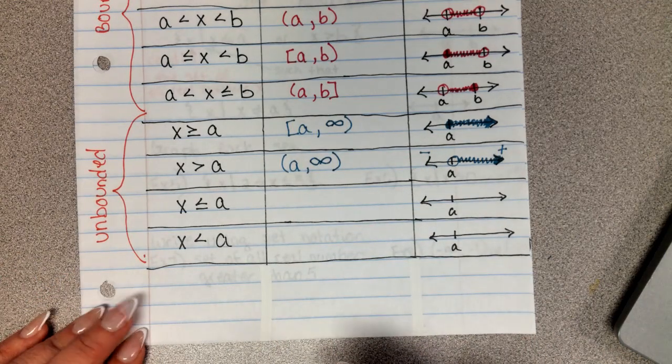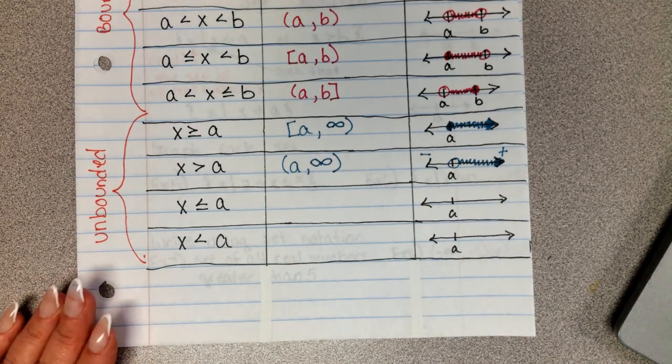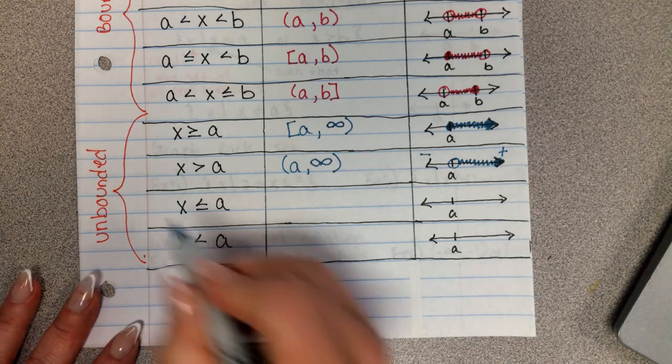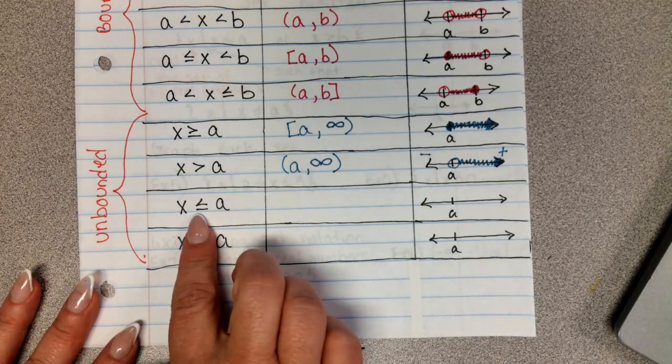Remember, always put parentheses on infinity. You can't include infinity. Infinity is a concept, not a number, so you can't include it. All right? Now, what if I want to go to the left?